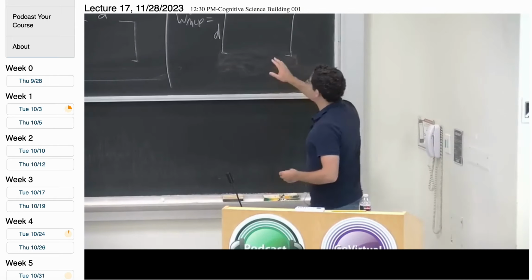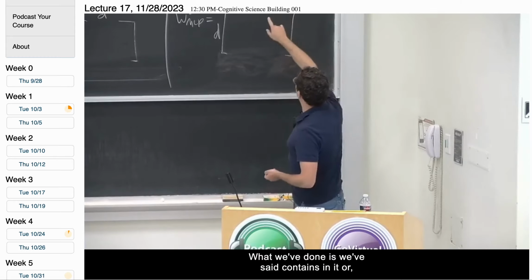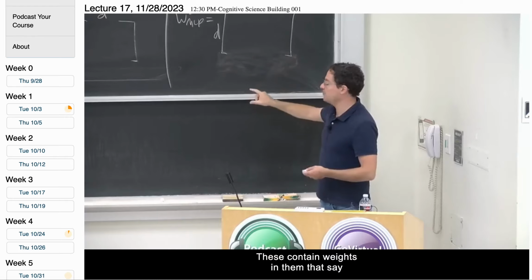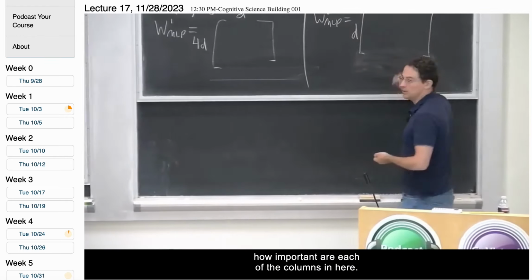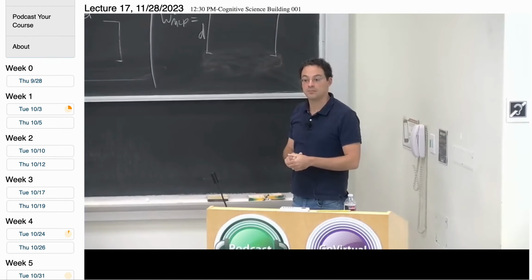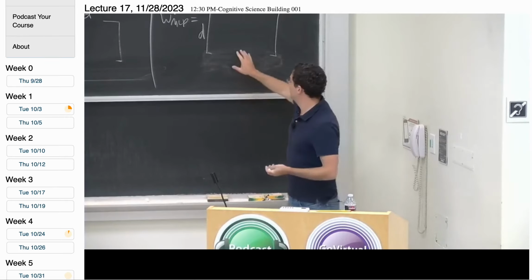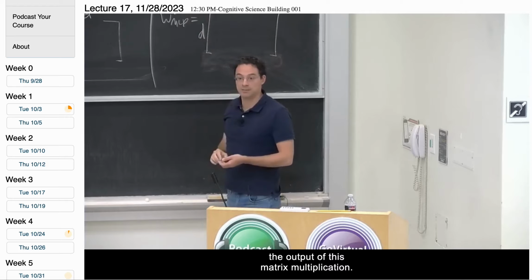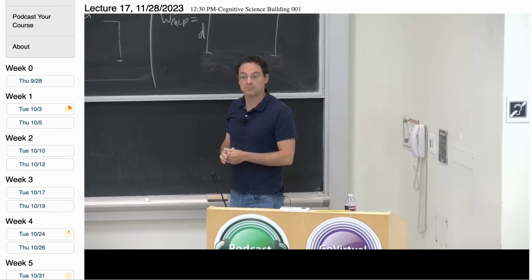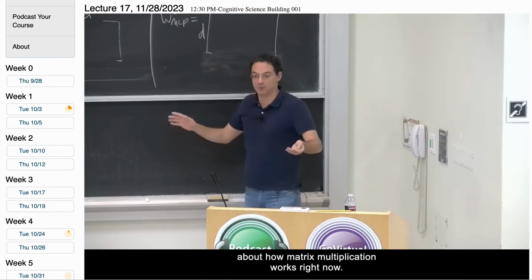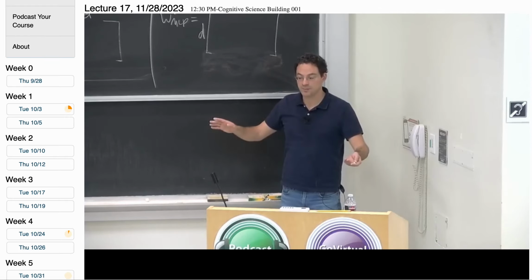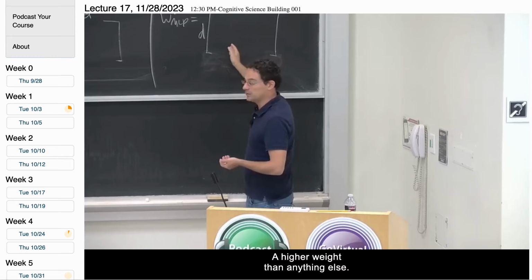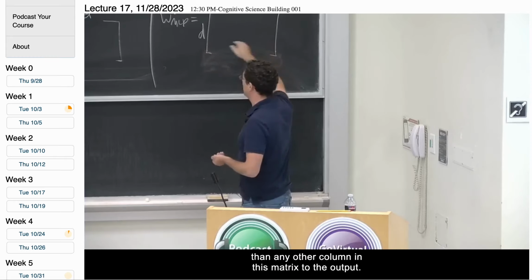So G, or ReLU of G, whichever one you want to look at, contains weights that say how important each of the columns in here is. The higher the weight a column gets, the larger its contribution to the output of this matrix multiplication. I'm just making an observation about how matrix multiplication works. If the second column gets a higher weight than anything else, then it will contribute more than any other column in this matrix to the output.